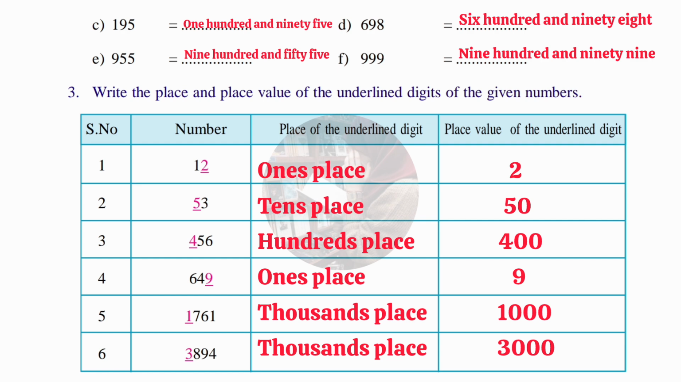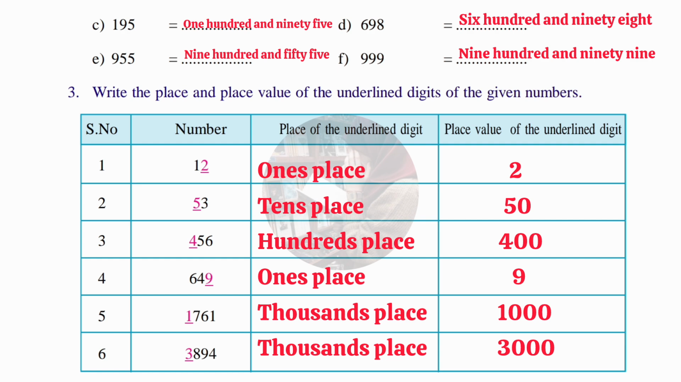Okay, next second one. 53 is the number given where 5 is the underlined digit. So 5 is in tens place. Write down tens place. So place value of 5 is 50. Okay, next third one 456 given number. So underlined digit is 4. So 4 is in which place? Unit, tens, hundreds. So hundreds place. Write down hundreds place. And place value of 4 is 400. Okay, next fourth number is 649 where 9 is the underlined digit. So 9 is in ones place. 9 place value is 9 itself.